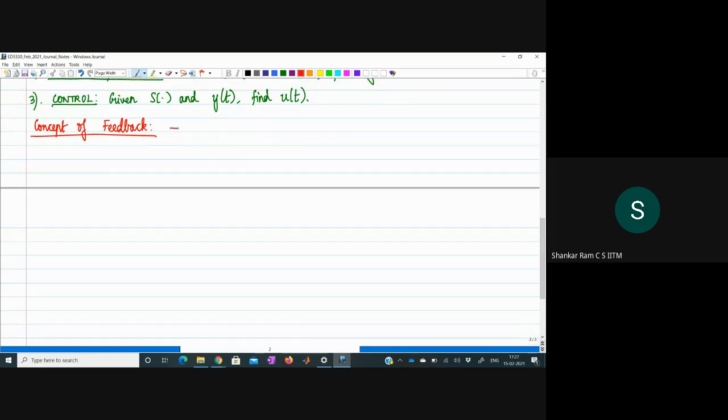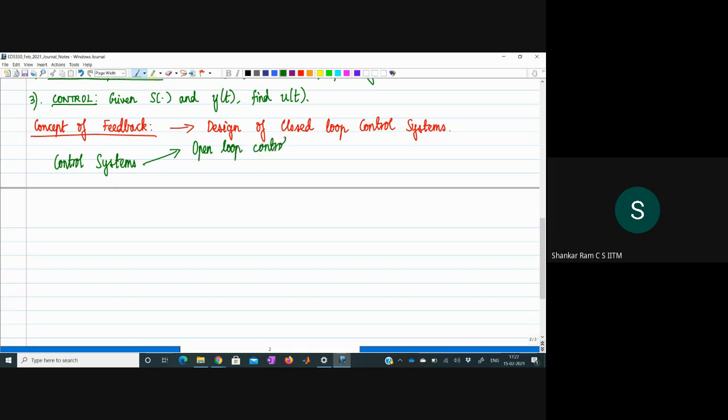This leads to what is called the design of closed loop control systems. In general, we can have open loop control systems and closed loop control systems. So what is the difference between open loop and closed loop? If you look at control systems in general, we can have open loop control and closed loop control. What is the difference between the two?